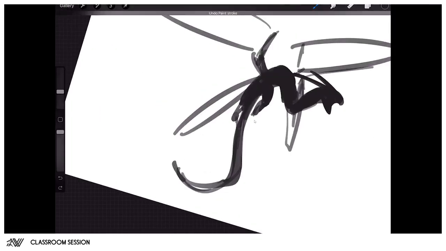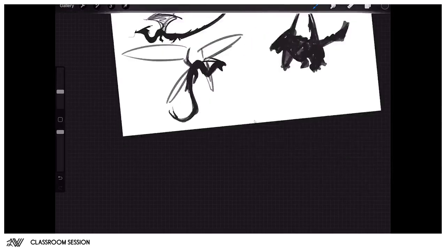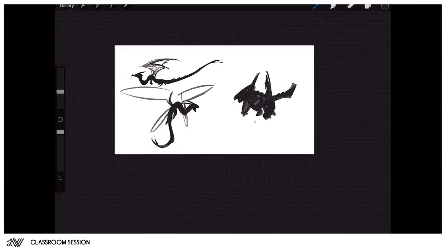Maybe like a scorpion tail. You can do whatever with dragons, man. Just have fun with it. Dragon design is the most fun to do, by far.